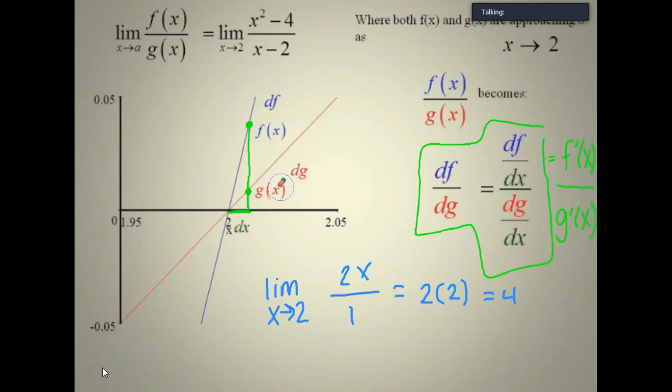As the limit using factor and cancel. So the new rule for L'Hopital's is that if you get 0 over 0, you can take the derivative of the top over the derivative of the denominator. No more factor and cancel.